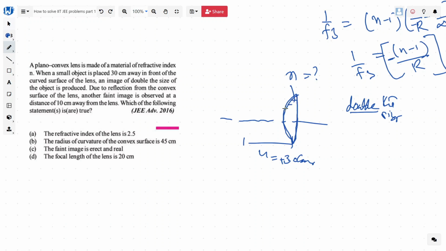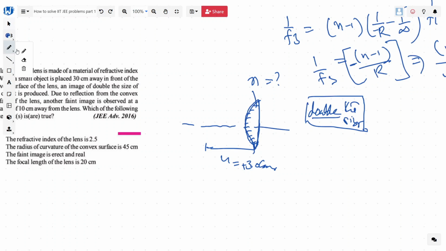So in the second case, basically, some reflection is happening from this side, and then the image is formed for the same object, which is shown to be another faint image at a distance away. Now, all it says is that it is double the size, right? It doesn't say which side it is, is it erect or inverted, or what it is, right?